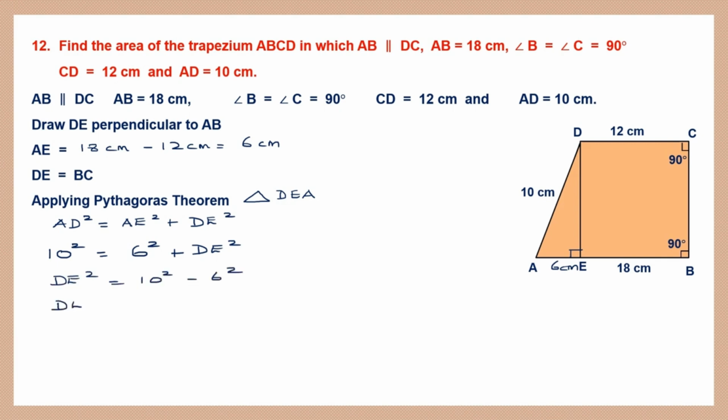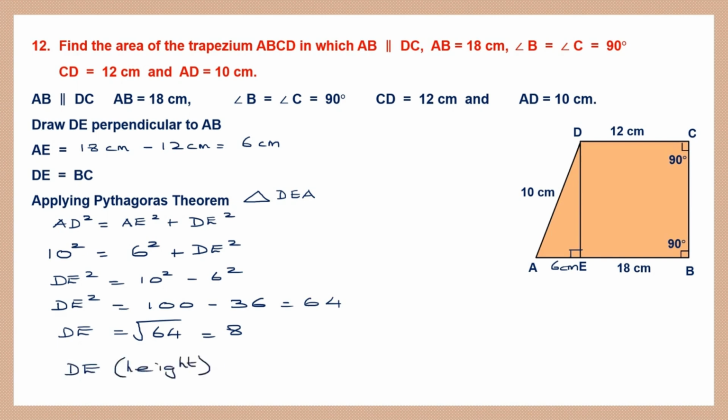So DE square is equal to 10 into 10 is 100 minus 6 square, 6 sixes are 36, and that is equal to 64. So DE square is equal to 64. So how much is DE? DE is the square root of 64, and the square root of 64 is 8. That means we have found DE, and DE is the height. So the height of this trapezium is 8 centimeters.